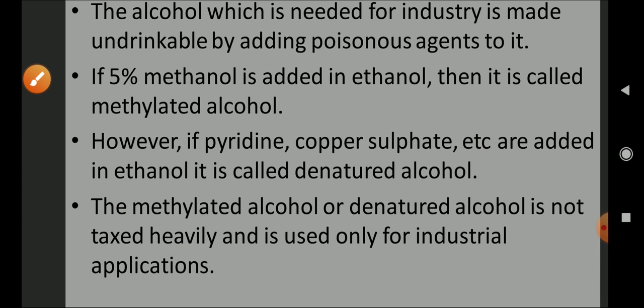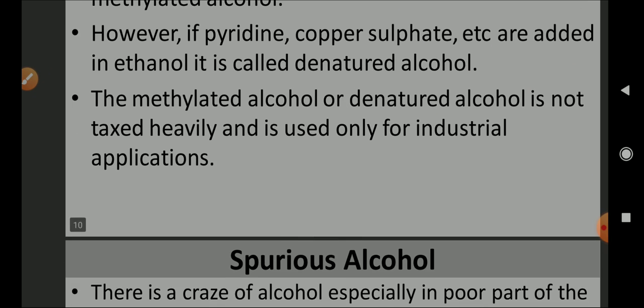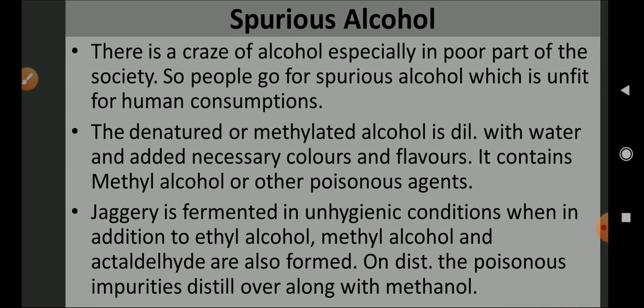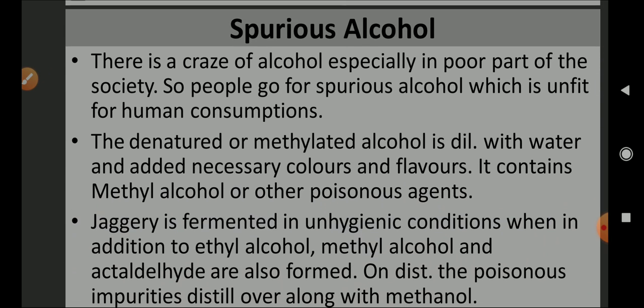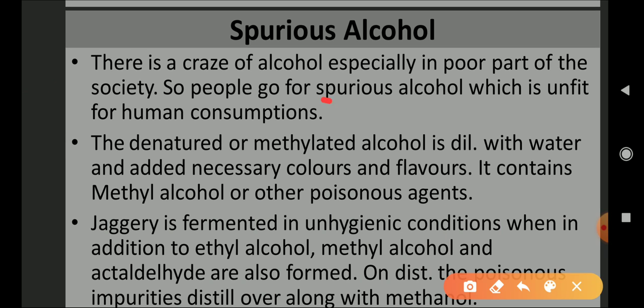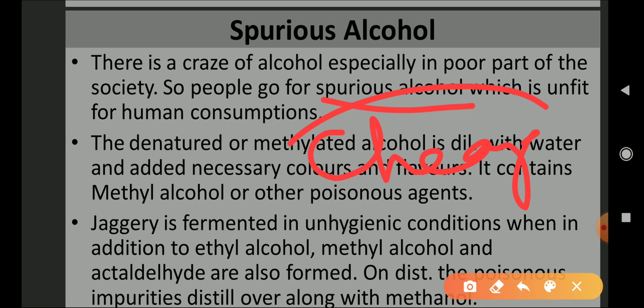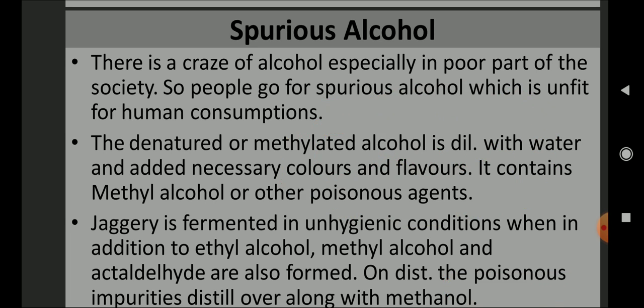It is sometimes also considered spurious alcohol, and so many deaths occur by drinking such cheap alcohol. What is spurious alcohol? It is a craze for alcohol, especially in the poor part of society. So people go for spurious alcohol, which means cheap alcohol that is unfit for human consumption. The denatured or methylated alcohol is diluted with water.